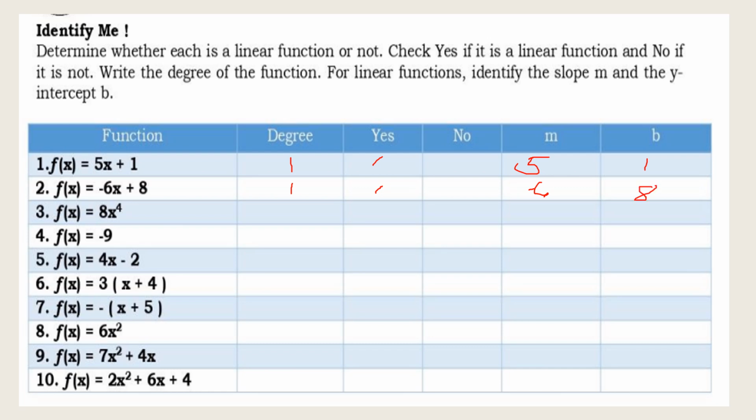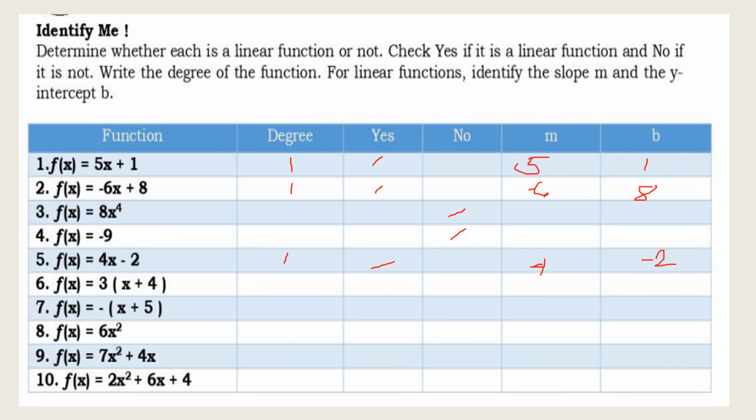Okay, so number 3 is no. Right, number 9, no. Yes, it's a function. Number 6 is a function. Yes, it's degree 1, and then the slope is 4, and the y-intercept is negative 2.